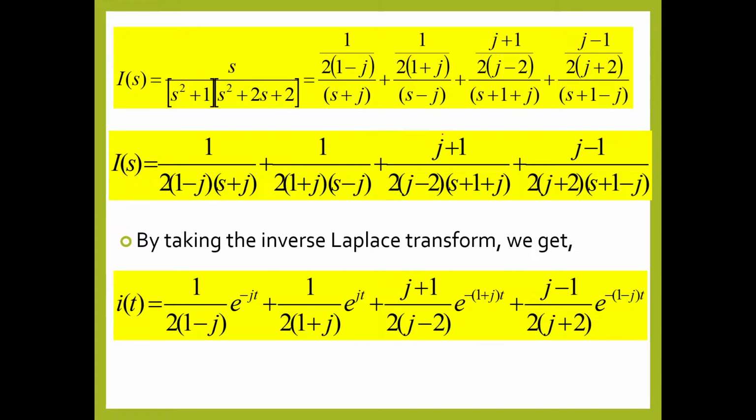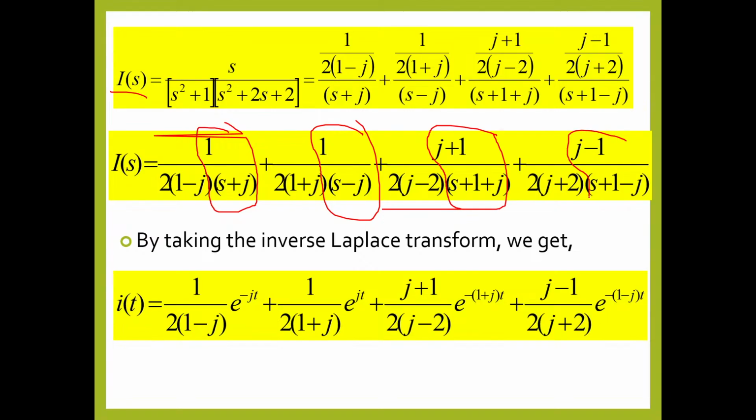Just substitute in the I of s expression. Whichever terms cannot be simplified, consider them as constants. Whatever coefficient terms are there, you just determine the inverse Laplace. In this term you can see 1 by s plus j is there. Here also you can see 1 by s minus j. Here you can see j plus 1, s plus 1 by j, that also can be simplified. Here also j minus 1, s plus 1 minus j, you can simplify.